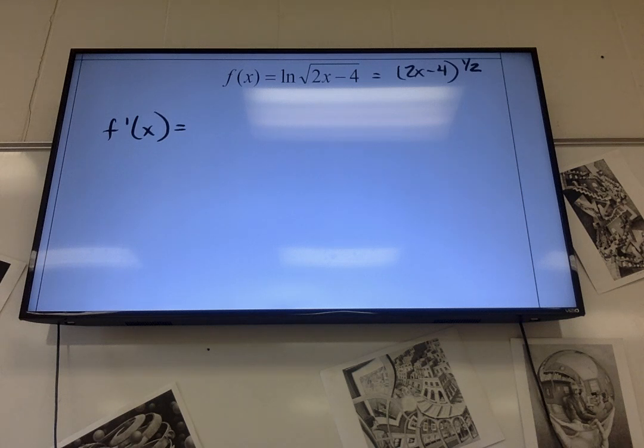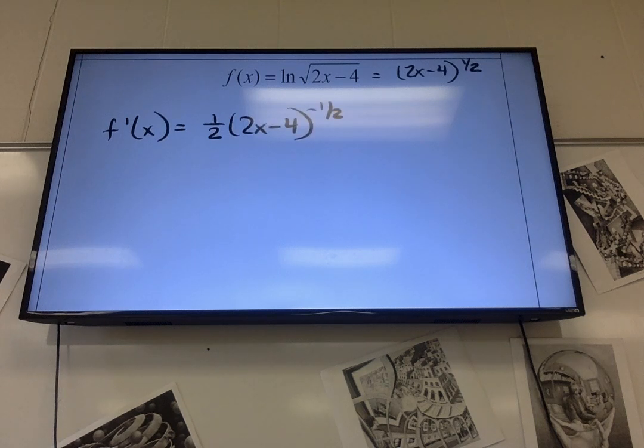Notice I rewrote square root of 2x minus 4 as 2x minus 4 to the 1/2. What goes on top? 1/2 times 2x minus 4 to the negative 1/2.